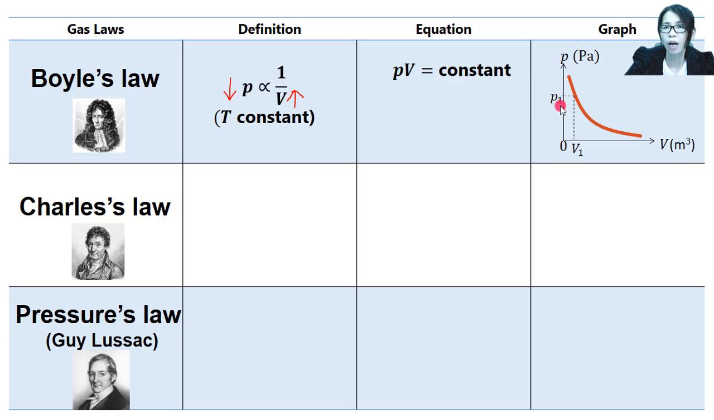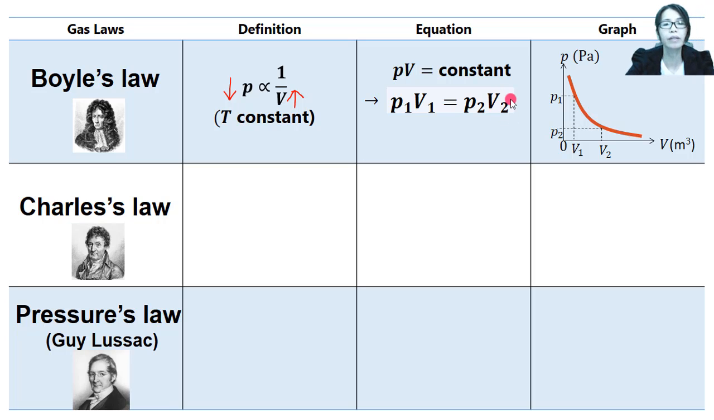If initially the pressure is P1 and the volume is V1, after some changes we might have final pressure P2 and volume V2. So how are we going to relate the initial condition and the final condition? We will have P1 V1 equal to P2 V2.